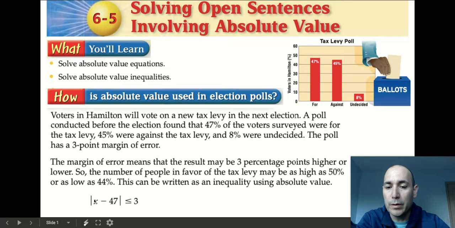So whatever the real value is, minus 47, which is what we got, the difference in absolute value, and if you remember, absolute value is its distance away from 0. That's what absolute value means, right? So the absolute value of something is how far that value is from 0. So obviously the difference, whether it's positive or negative, is going to be less than or equal to 3.